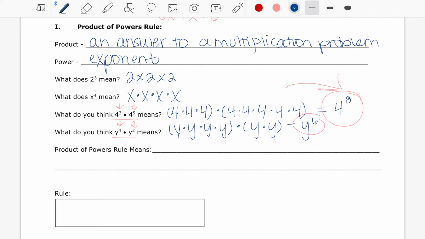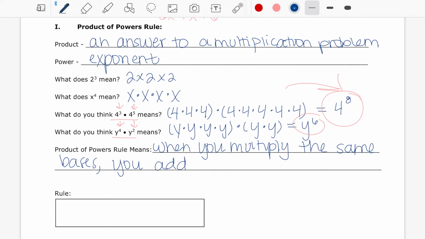This is where we get our first product of powers rule. What this means is that when you multiply the same base, you add the exponents.